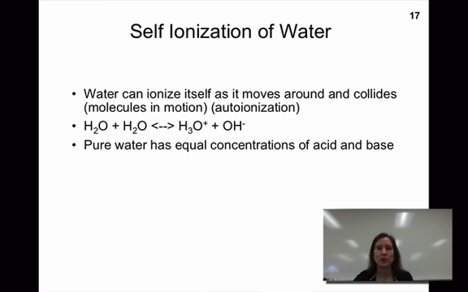Now, if you look at this chemical equation, you can see the mole ratio. Two water molecules, so it's a ratio of 1 to 1, make one hydronium and one hydroxide. So in pure water, as you dissociate, you make an equal number of acid, the H+, as you do the base, the OH-.